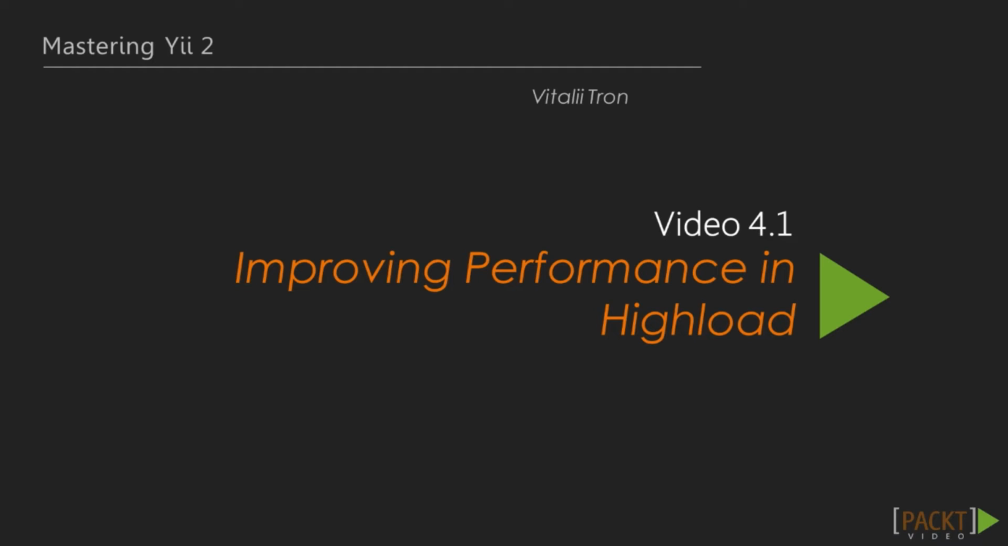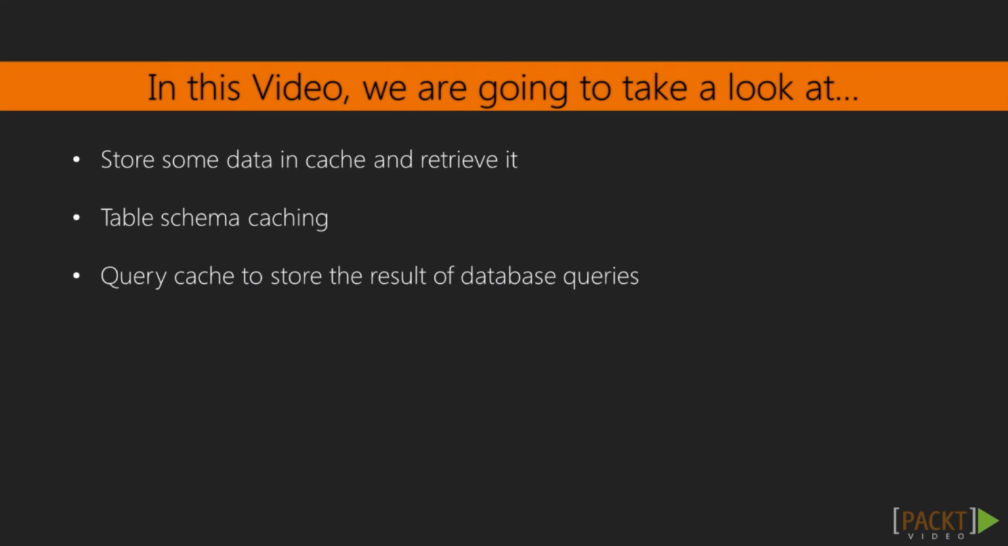So let's move on to the video 4.1, improving the performance of high load. We will learn how to increase performance drastically by reusing recently generated data, instead of processing it again and again on each user request. Cache system will make our web application faster and will help avoid server overloading. How to get things done? Yii2 framework caching components make it simple. We will learn how to store recently generated data in cache and retrieve it later, how to cache table schema, and how to use caching for database queries.